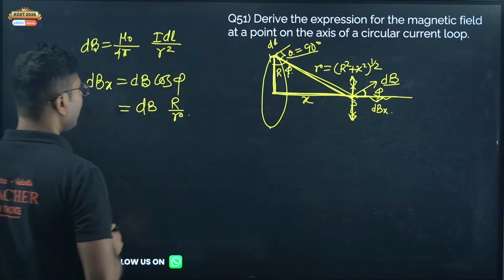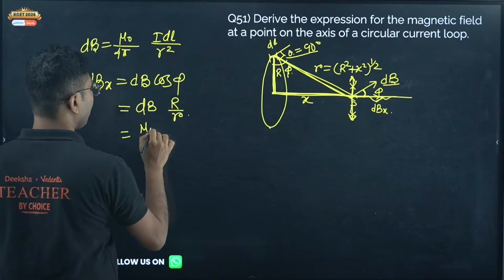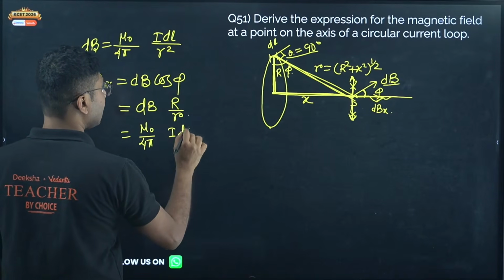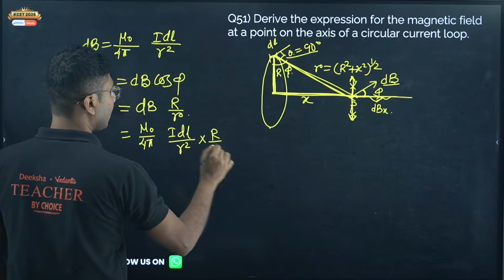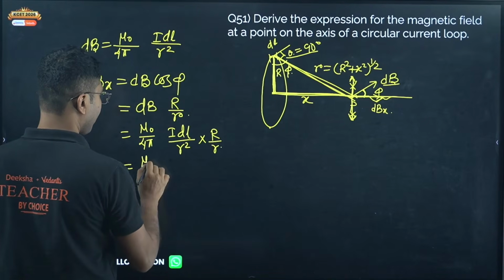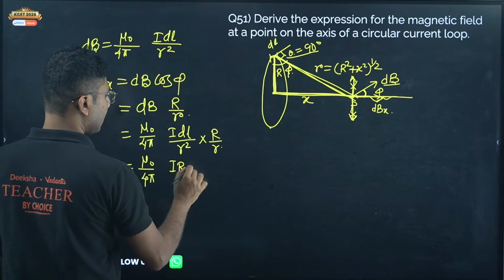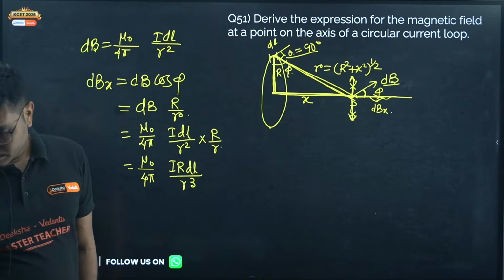Now dB, you have to write the value of dB: mu naught by 4 pi I dl by r square into r by small r, okay, which gives mu naught by 4 pi I r dl by r cube.